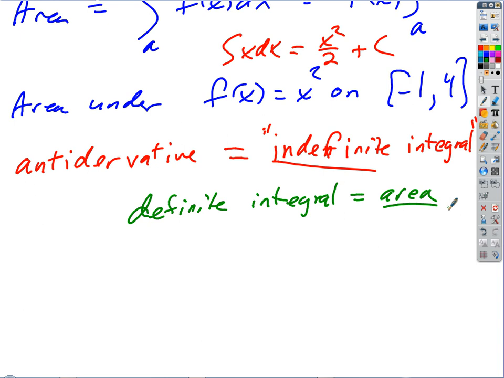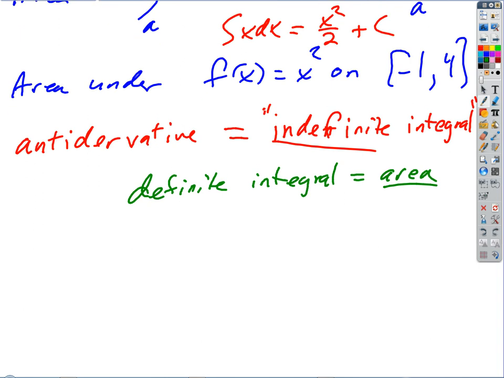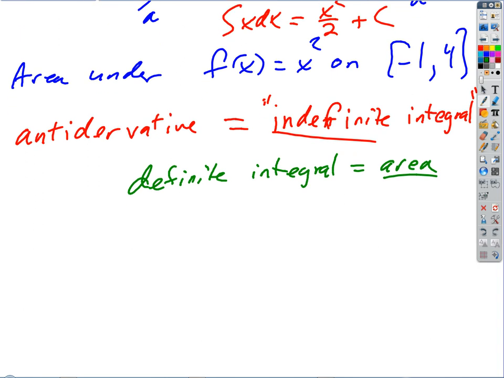So let's set this one up then. The area under f of x equals x squared on the interval from -1 to 4 would be what definite integral? So we set it up as an integral. There's my integral sign. What's the integrand? x squared. So there's the function that's inside the integral, but I have to put a dx there, right?